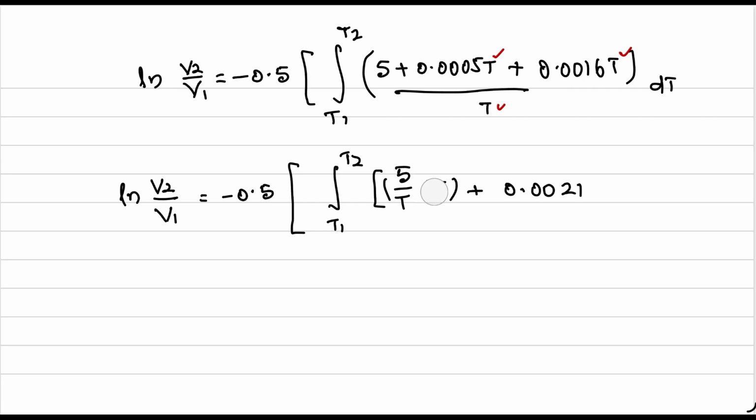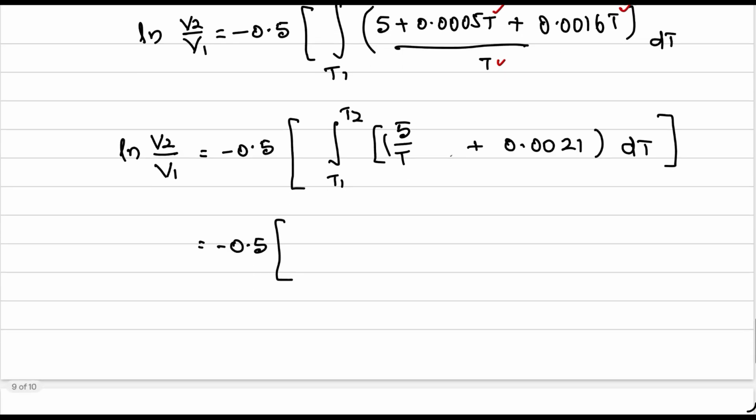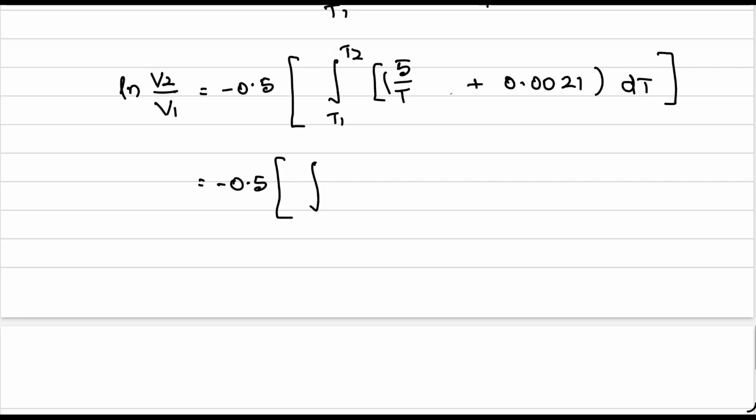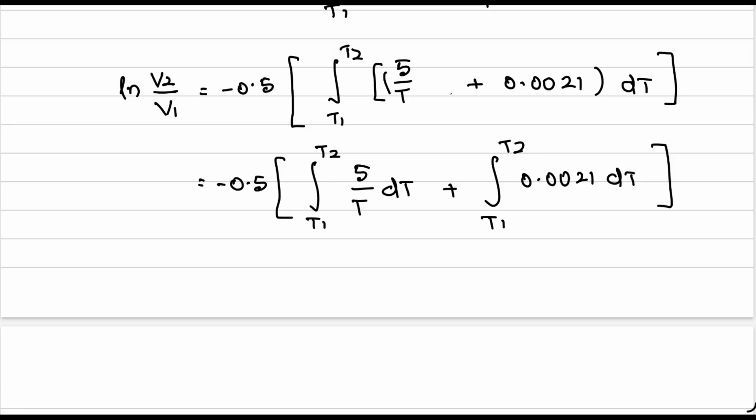This dt we will not write here, 5 by t plus 0.00t1 total dt. For the total integral, this is the value. Minus 0.5 into integral t1 to t2 5 by t dt plus integral t1 to t2 0.0021 dt. This is the simplified value we will get.